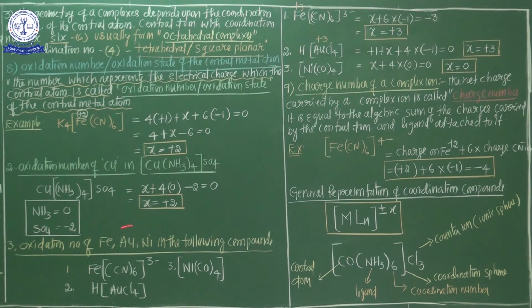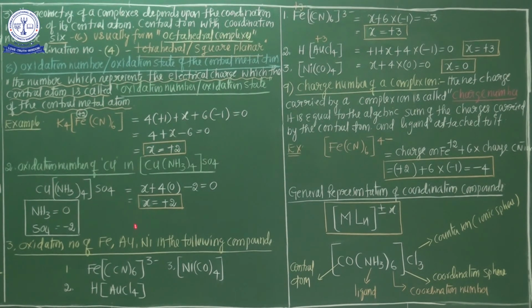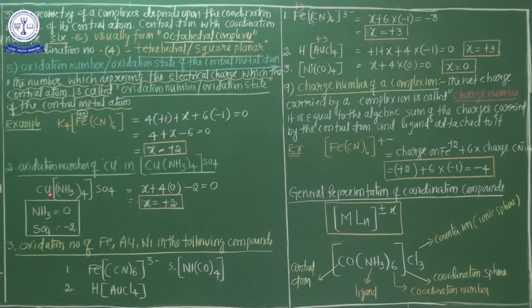So now what is the copper oxidation state here? Copper oxidation state is +2. So in copper ammonium sulfate, copper oxidation state is +2, and the coordination number of the copper here is 4. Next, third example.